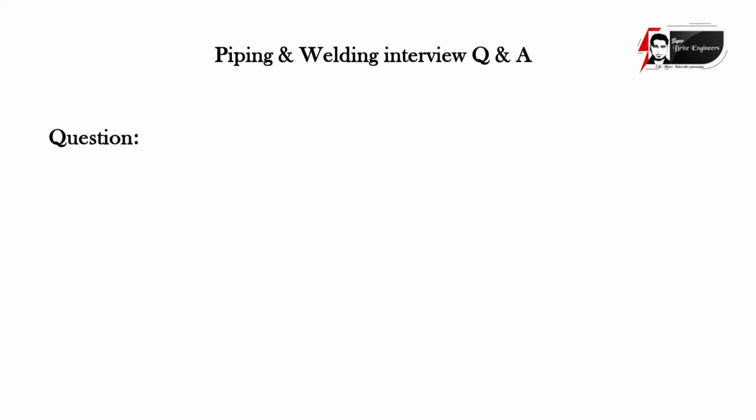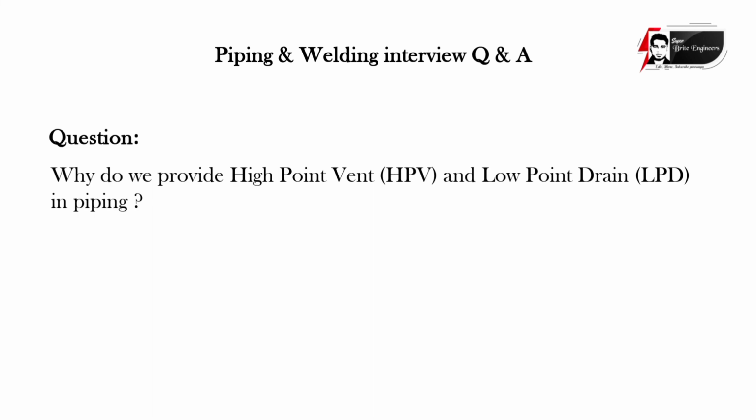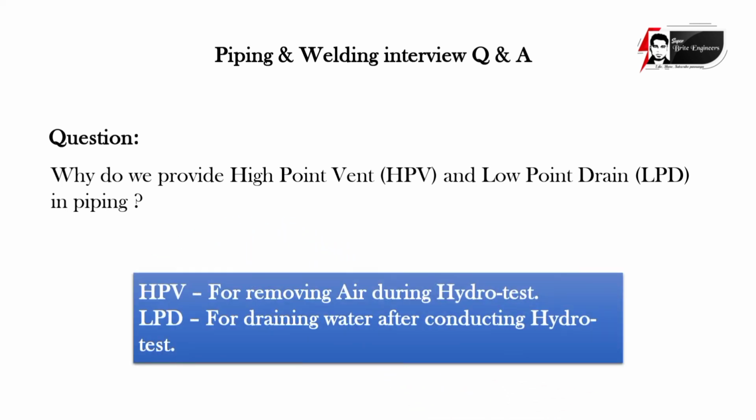Why do we provide a high point vent and a low point drain in piping? High point vent is for removing air during the hydro test, low point drain is for removing water after conducting the hydro test.